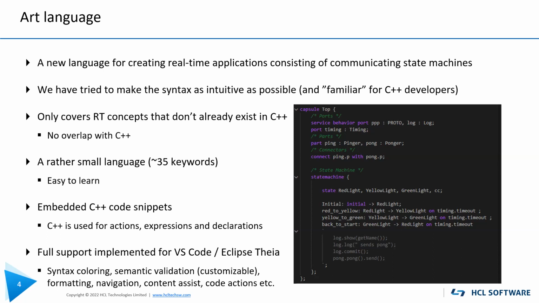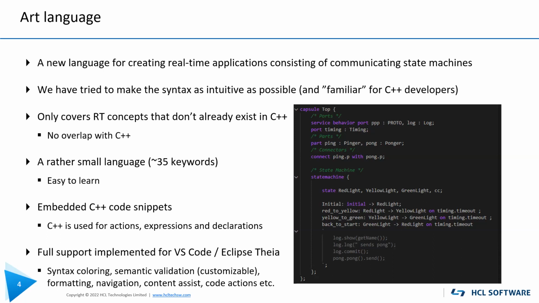And remember that C++ developers are our audience. So people that use rtist, they know C++. So anything that looks similar to C++ is better and easier to learn. Like I said, we don't have any overlap, so this language only contains the RT concepts that you cannot easily express in native C++. It's a rather small language. It has about 35 keywords, and I think that should make it also easy to learn.